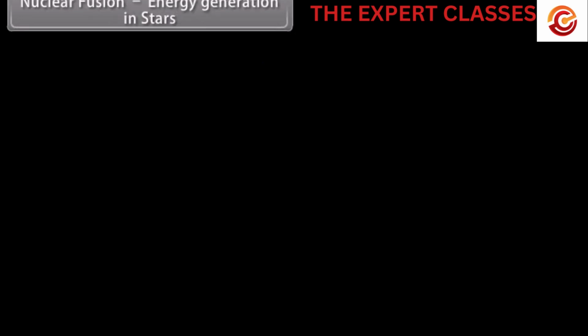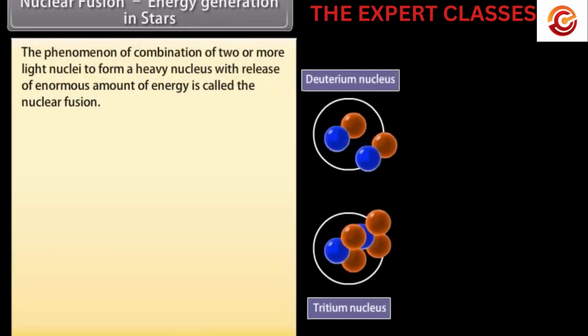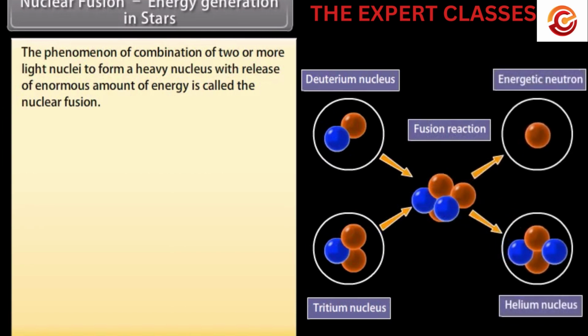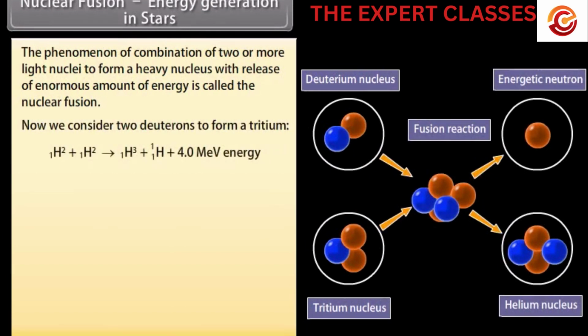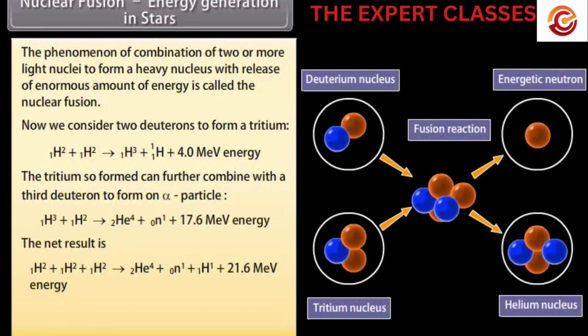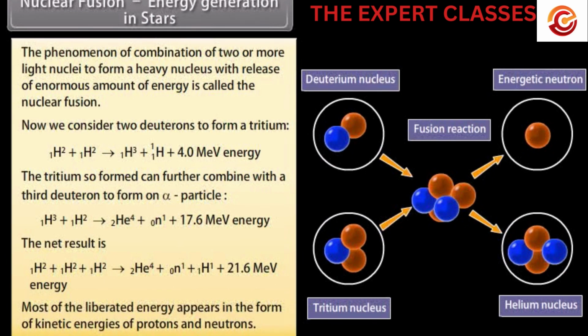Nuclear fusion, energy generation in stars. The phenomenon of combination of two or more light nuclei to form a heavy nucleus with release of enormous amount of energy is called nuclear fusion. Now we consider two deuterons forming a tritium. The tritium so formed can further combine with a third deuteron to form an alpha particle. The net result is that most of the liberated energy appears in the form of kinetic energies of protons and neutrons.